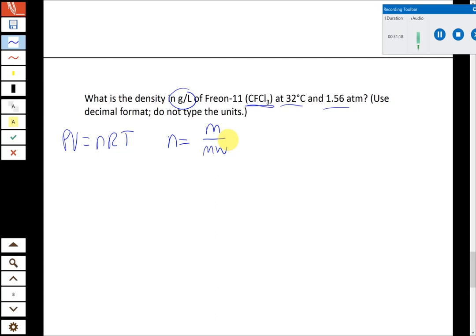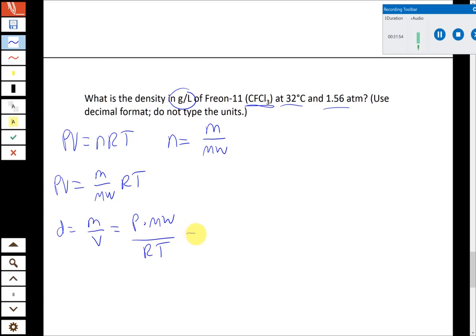So we're going to rewrite PV equals nRT as PV is equal to mass over molar mass times RT, and then density is equal to mass divided by volume. That's the definition of the regular density, mass density, and that's going to be pressure times molar mass divided by RT. Sorry, I skipped the algebra. So that's the equation for the density of a gas, pressure times molar mass over RT.